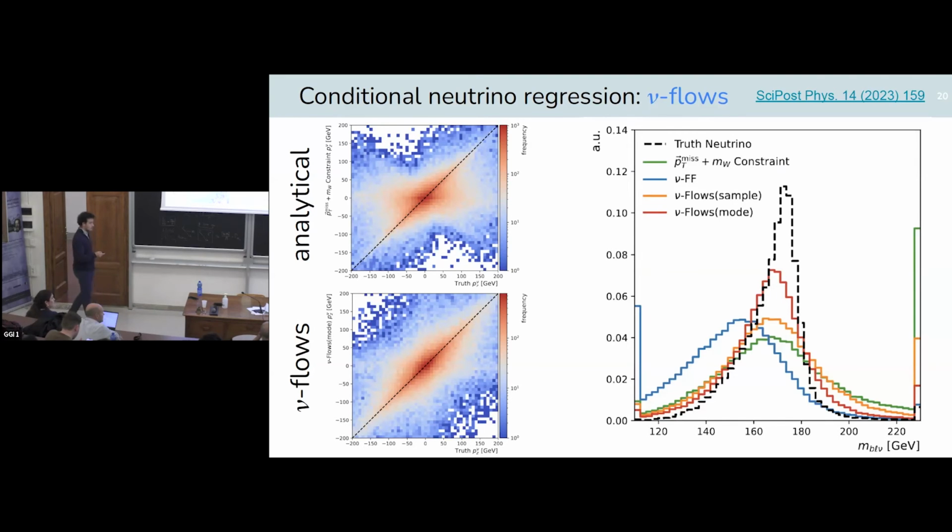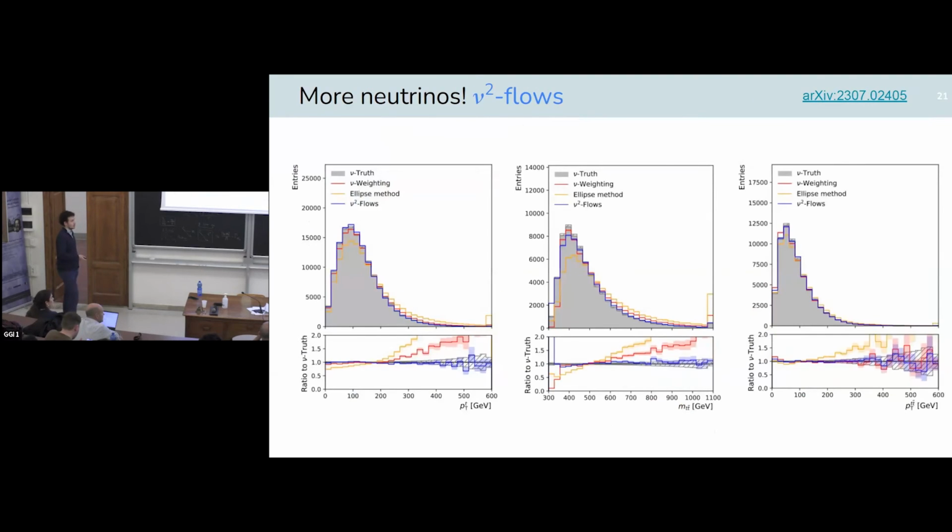So potentially a promising technique, and one that we can also apply to cases where we have multiple neutrinos, because it's a neural network. You're just increasing the size of the output. Maybe the reconstruction will get a little bit worse, but in principle, if you have infinite training data, it's not an unsolvable problem. And here we're looking at various kinematics of the TT bar system.